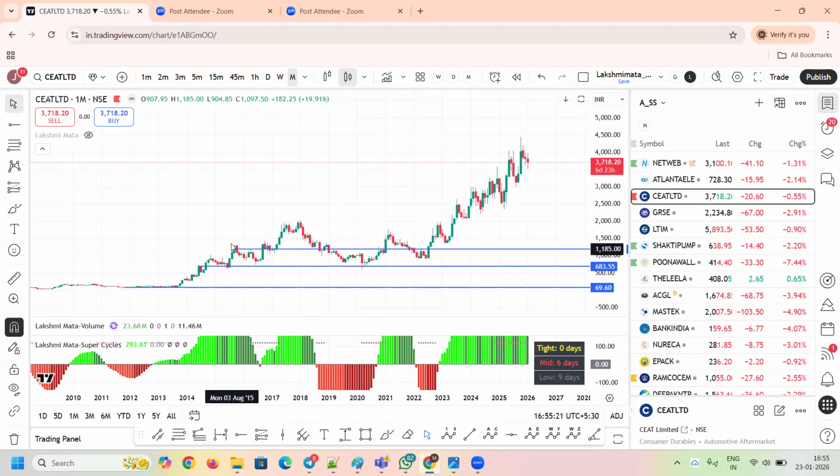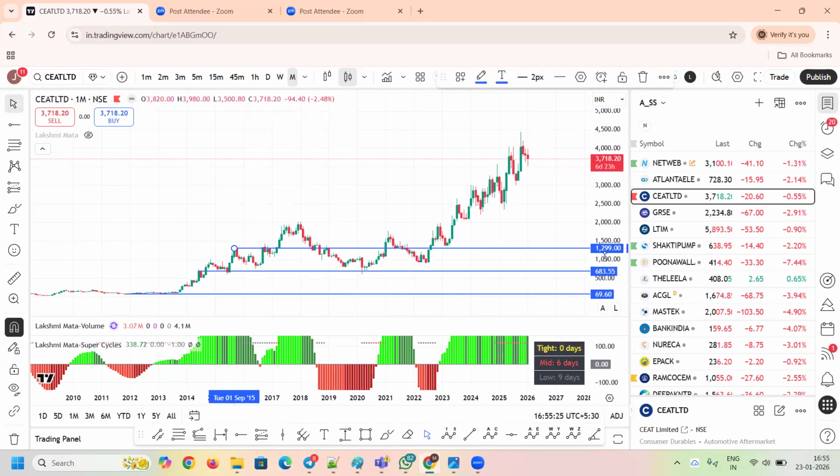See, though the candles look small, there is a lot of money involved in this. From this line to this line, 69 to 683, so 600 rupees is involved here. Since it is a monthly chart and I have shrunk it, it is looking like that.